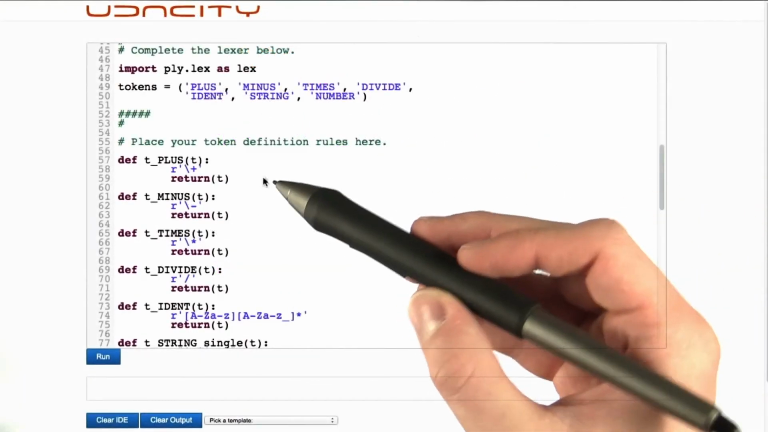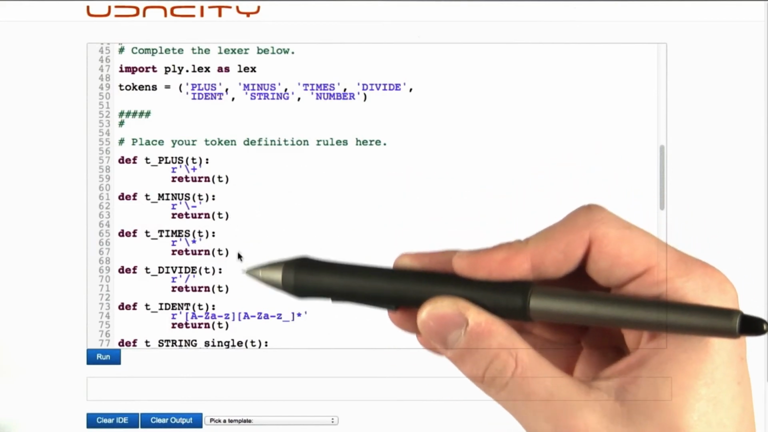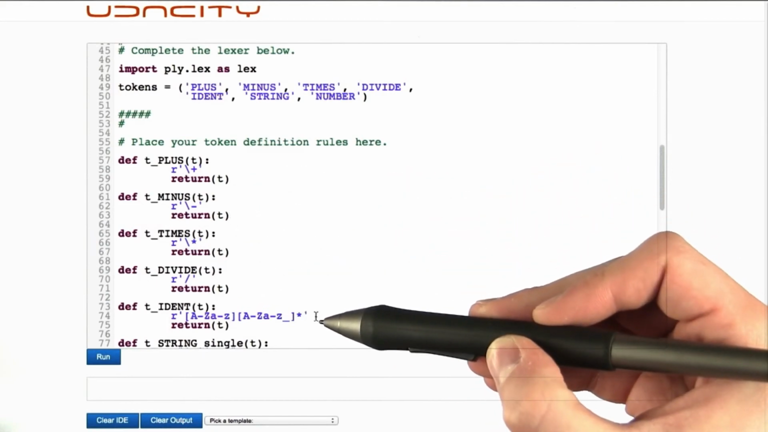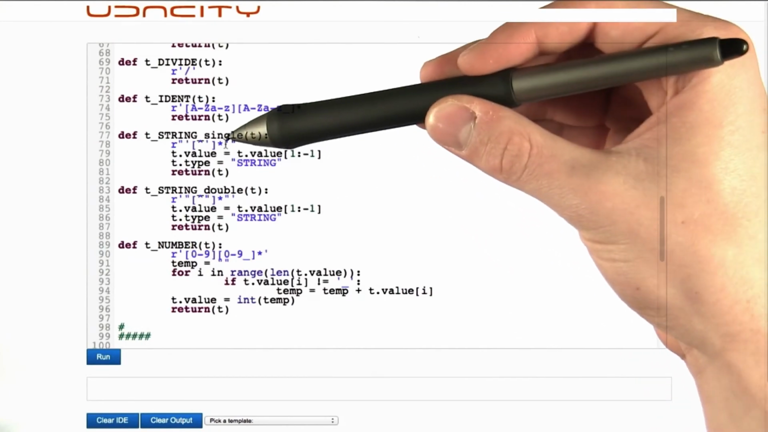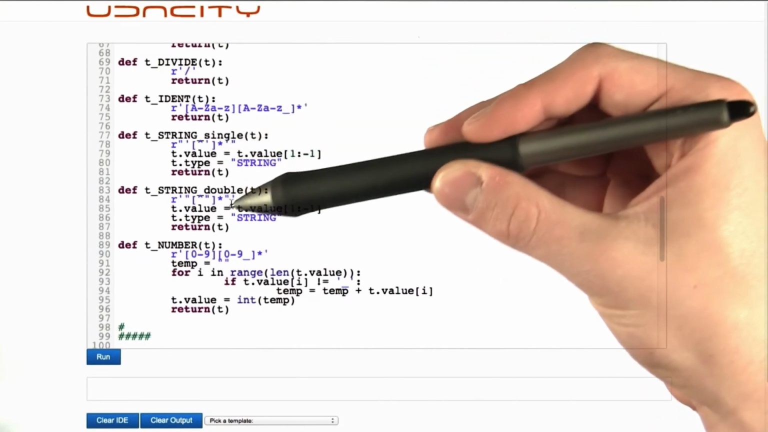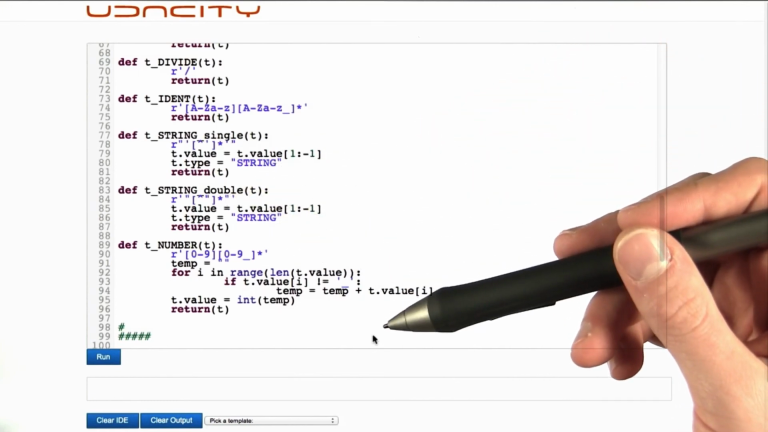And here I have the finished code. We have our basic operators, plus, minus, times, and divide, the identifier function we wrote, single and double strings. Really the only difference here is that we have single quotes right here and double quotes right there. And lastly, the number token function that we wrote.